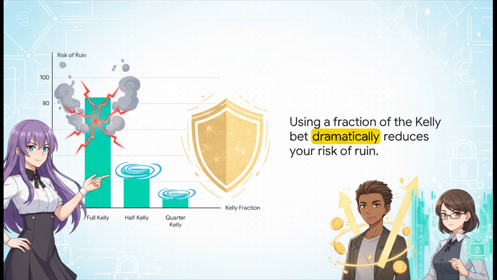If you use the full Kelly bet size, yeah, you get the fastest growth, but you also get a terrifyingly high risk of ruin, of blowing up your account. But look what happens when you just cut that bet size to half, or even a quarter Kelly. You dramatically slash your risk of blowing up, but you still capture most of the long-term growth. That right there is professional risk management.